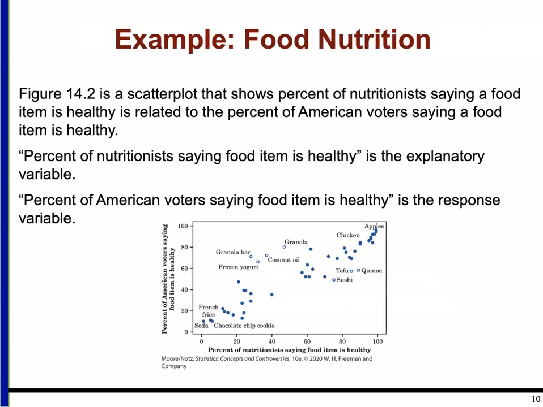So we can see here, this is a scatter plot of the percent of nutritionists who say a food item is healthy related to the percent of American voters saying a food is healthy. So basically, we're looking at, do Americans agree with nutritionists on which foods are healthy and unhealthy? So we see on the x-axis, these are the results for the nutritionists, and on the y-axis, these are the American voters. And so each food item is one of the dots on this scatter plot.